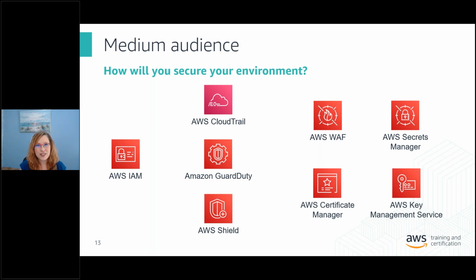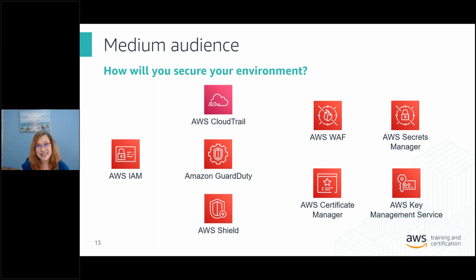AWS Key Management Service, or KMS, is our encryption technology. This supports both server-based and client-based authentication, or I should say encryption standards. It allows us to be able to encrypt all of the traffic and data, both in transit and at rest within our AWS environments.